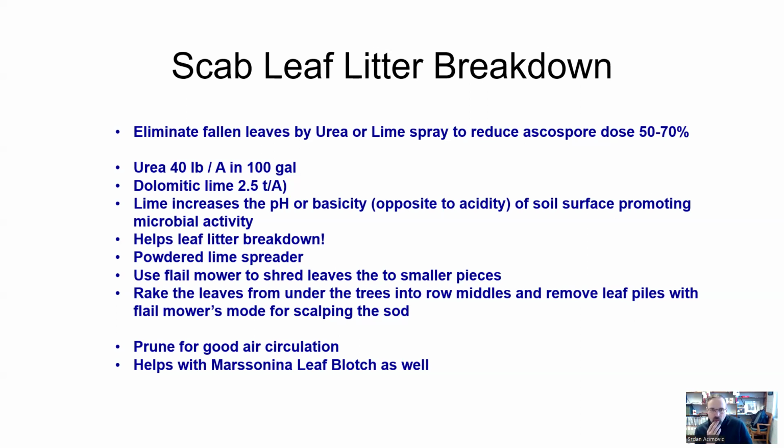In general, what will also help you is to prune the trees so that you can have good air circulation. Trying to keep the density of the crown low is great, because that also allows better coverage with your fungicides. So this method also helps with Marssonina leaf blotch as well. Using urea and lime is not only going to reduce the amount of inoculum of apple scab, it's also going to reduce the inoculum from Marssonina leaf blotch.